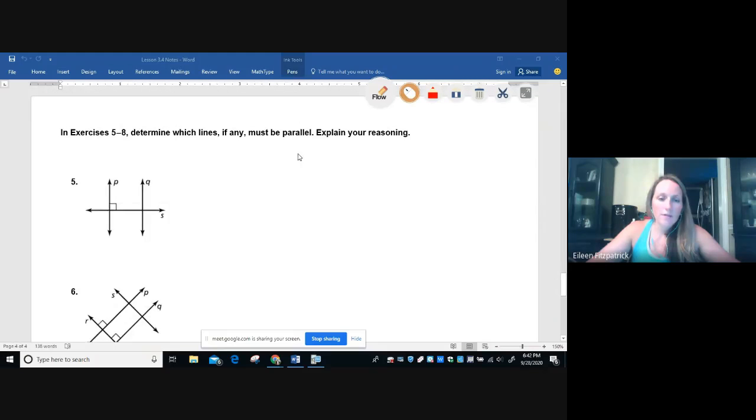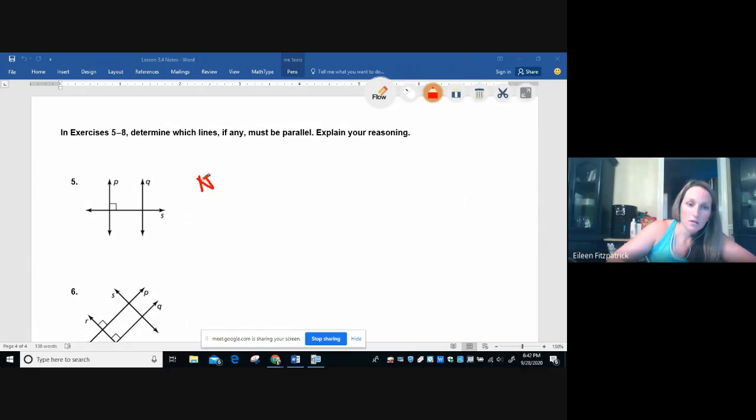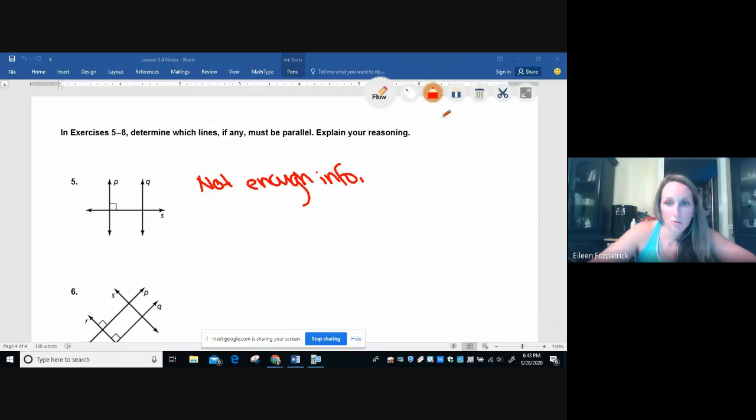In exercises 5 through 8, determine which lines, if any, must be parallel. Explain your reasoning. Okay, so we're trying to use the theorems from earlier in class to determine whether or not any lines are parallel. So I see that P is perpendicular to S, or you can say it the opposite way, S is perpendicular to P. But does that allow me to conclude any lines are parallel? It does not. There's not enough information for that problem. Not enough info to use any of the theorems we talked about.